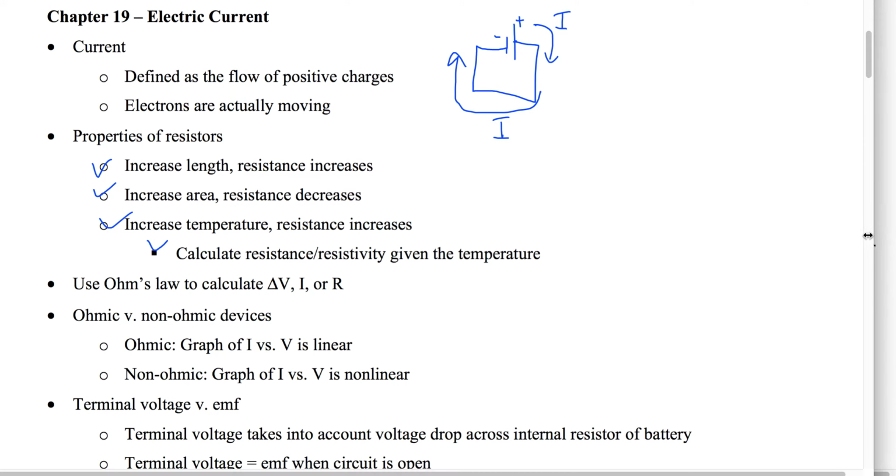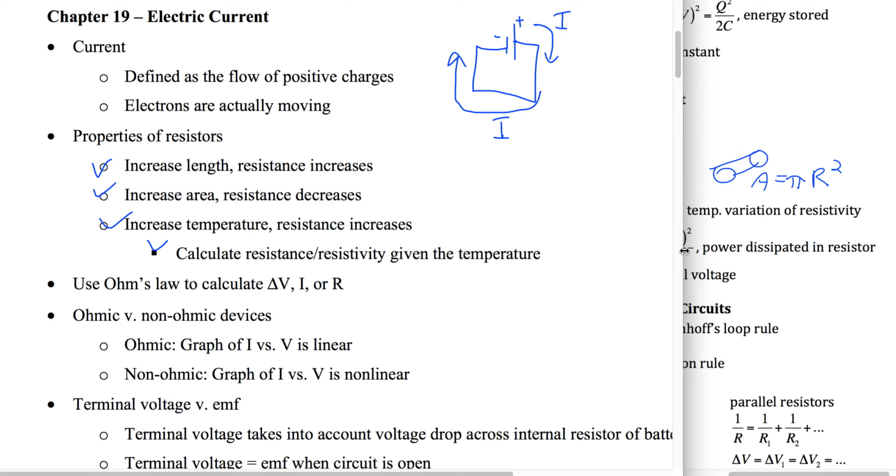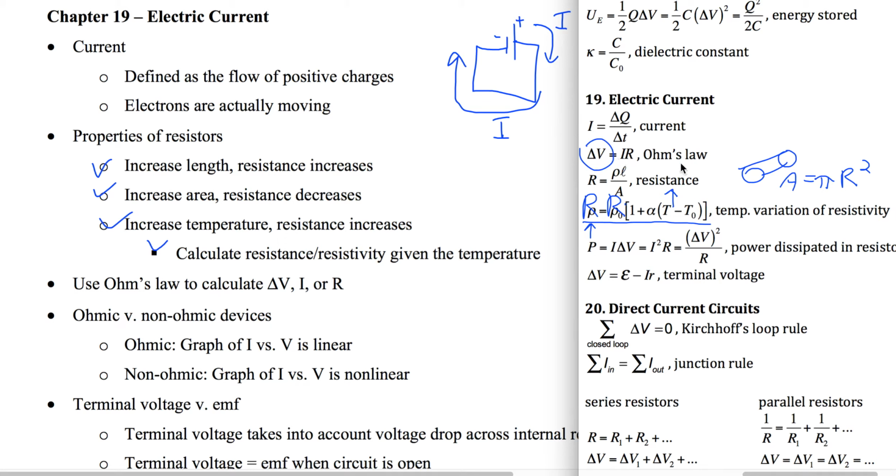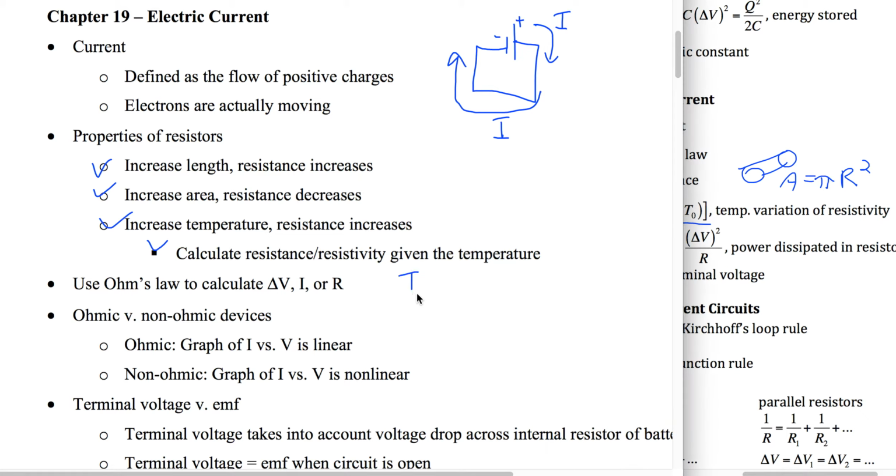And then the next thing is to use Ohm's law to calculate V, I, or R. So we have Ohm's law right here. Now I did write it here as delta V equals IR, but we also saw it as I equals delta V over R. You should know also conceptually that if you increase resistance, then the current goes down. And if you increase the voltage that's giving energy to the charges, then the current increases.